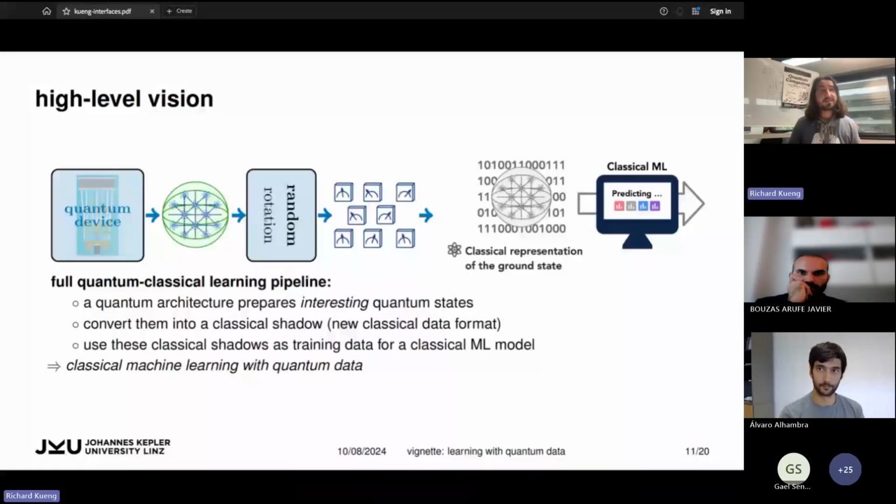And this is essentially a pipeline and a proposal to combine classical machine learning with a quantum architecture that prepares data. This is a bit less ambitious than, for example, using quantum algorithms to speed up machine learning, but we really use the architectures the way they were intended. Classical computers are very good at machine learning, and quantum computers are very good at preparing quantum systems. So this is the overall vision.